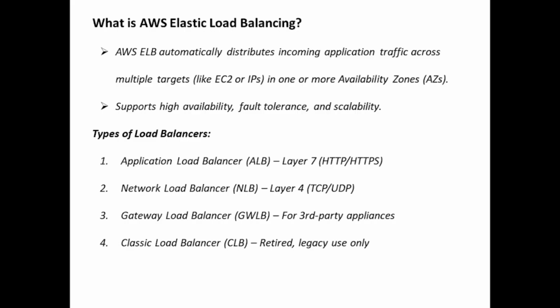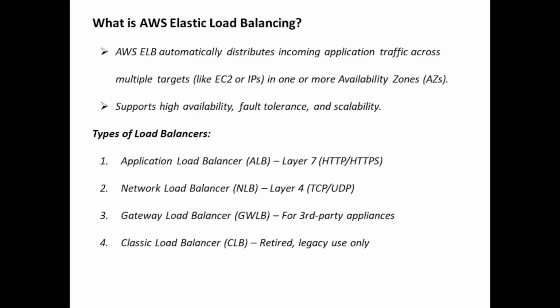Network load balancer. It works at layer 4. It's built for extremely high performance, low latency, and can handle millions of connections. It is suitable for TCP, UDP, and TLS traffic. Gateway load balancer. It operates at layer 3. It enables us to deploy and scale third-party virtual appliances like firewalls, intrusion detection systems, and deep packet inspection tools. Classic load balancer.